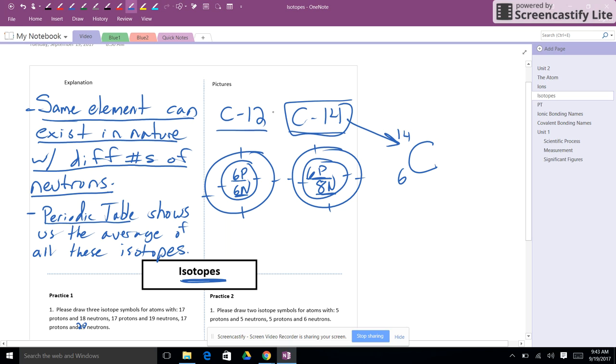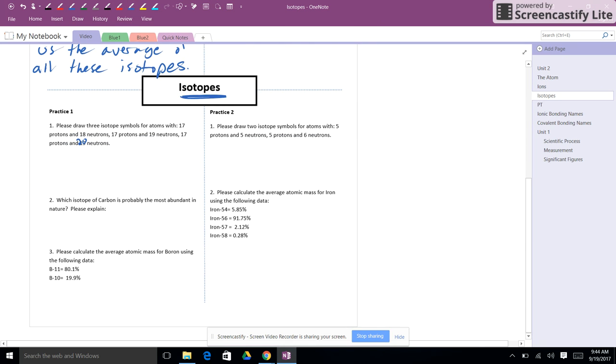And then one common way we represent this is by drawing this right here, which is an isotope symbol, where we list the mass number on top and we list the atomic number on the bottom. Okay, let's apply this to some practice problems. I had a repeat here, so I went and changed this to 20 neutrons also. So first, please draw 3 isotope symbols for atoms with 17 protons and 18 neutrons.